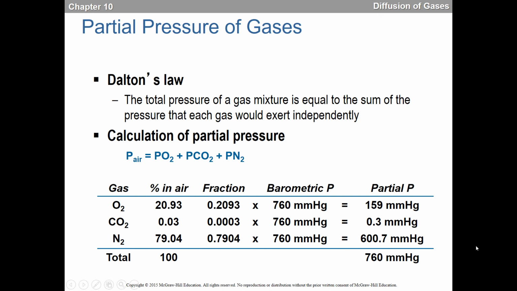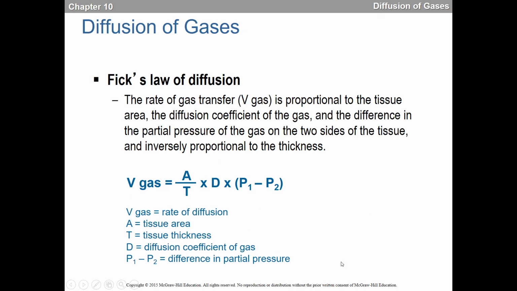Scaling back just a little bit, that's more or less how I explain partial pressure. Now, Dalton's law is that the total pressure of a gas mixture is equal to the sum of the pressure that each gas would exert independently. So essentially we have all of these different gases, and then we sum them together, and that's how we get the total barometric pressure.